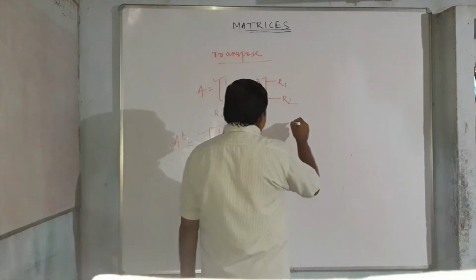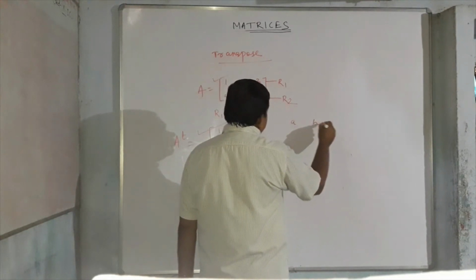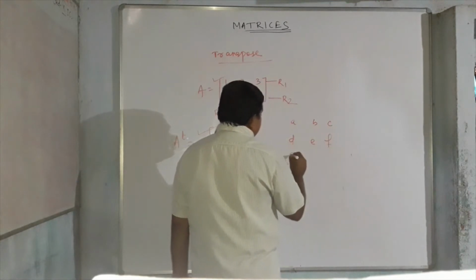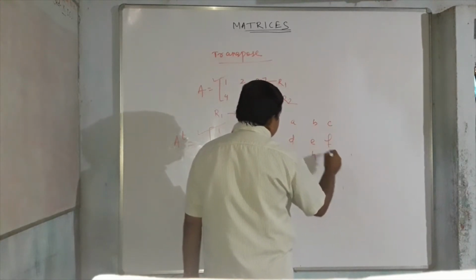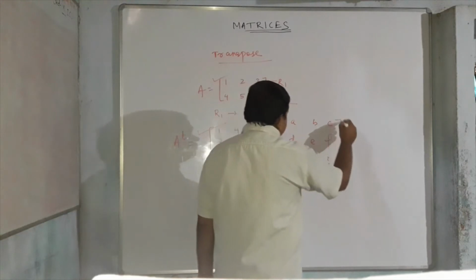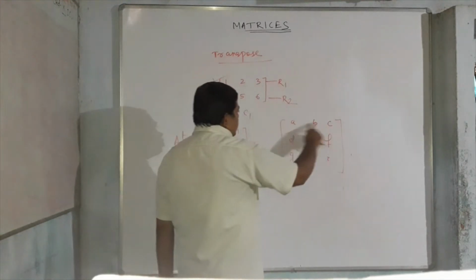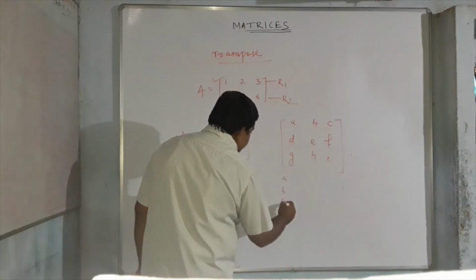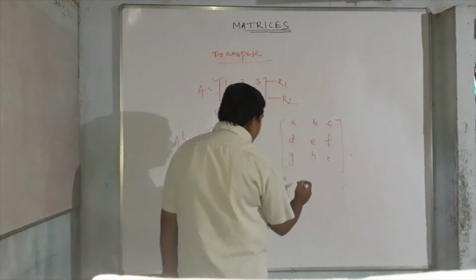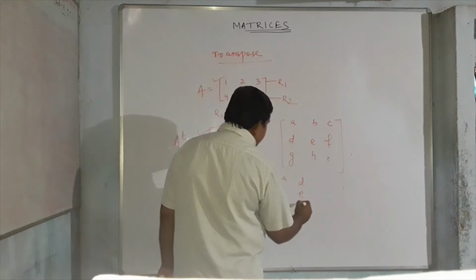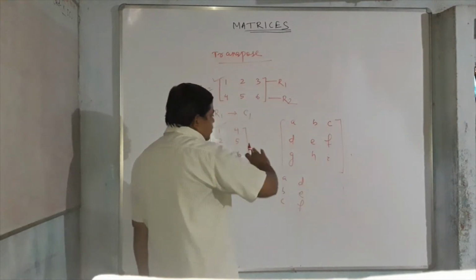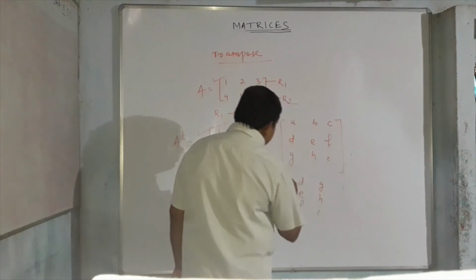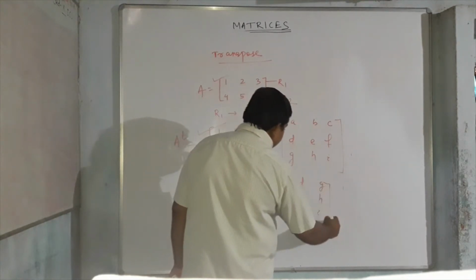Now take another example. Suppose here A, B, C, here D, E, F, here G, H, I. Now very simple. Row 1 you make column 1: write A, B, C. Row 2 you make column 2: D, E, F. Now row 3 you make column 3: G, H, I.